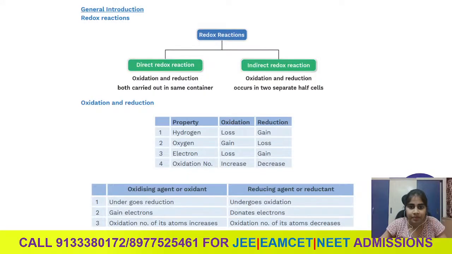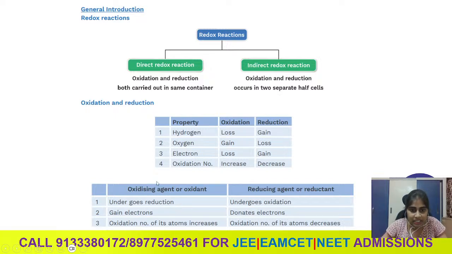So, here you can see a table. When loss of hydrogen happens, it is oxidation. When gain of hydrogen happens, it is reduction. Similarly with oxygen, gain of oxygen is oxidation and loss of oxygen is reduction. And loss of electrons is oxidation and gain of electrons is reduction. When oxidation happens, the oxidation number increases. When reduction happens, the oxidation number decreases. If you remember this table, you can easily remember the definitions of oxidation and reduction.